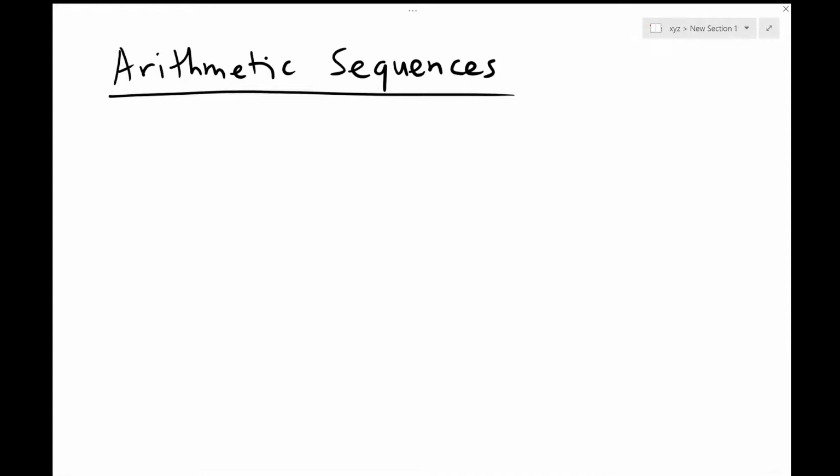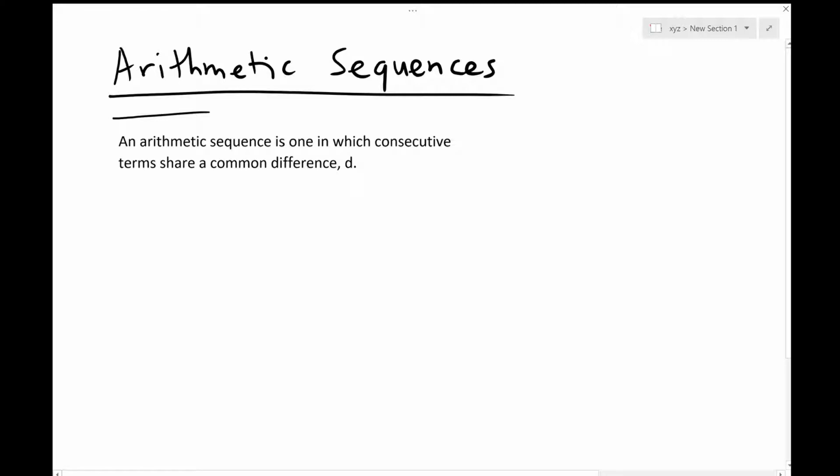Welcome. In this video, we'll be taking a look at what are called arithmetic sequences. So these are just a special type of sequence. So without further ado, we'll go ahead and define these. We say that a sequence is arithmetic if the consecutive terms share a common difference, which we call d.